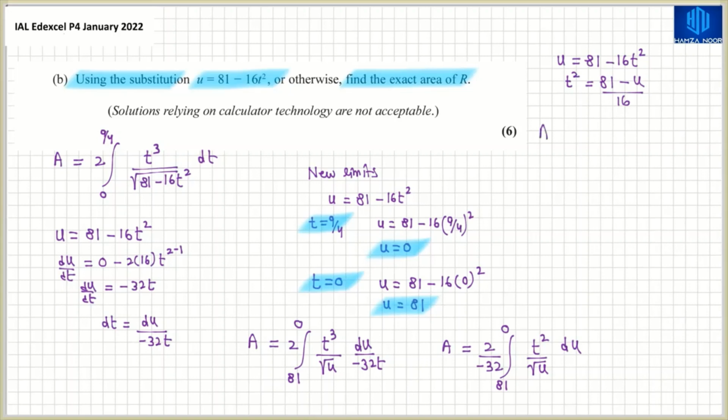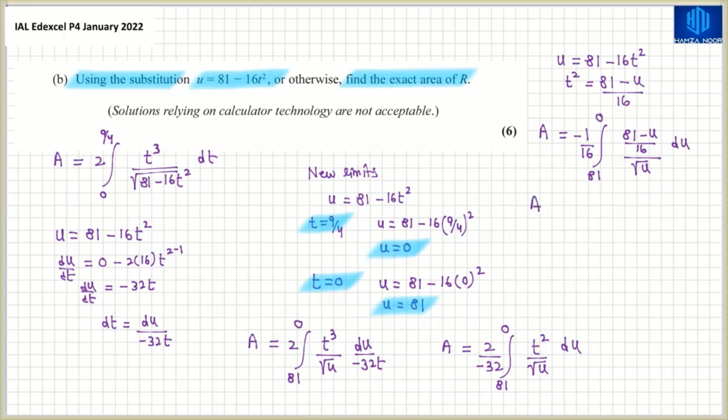So now in the next step, we can say that area is equals to 2 over minus 32 is simplified as minus 1 over 16. And this will be multiplied by 81 minus u over 16 completely divided by under root of u. And this whole fraction will be multiplied by du. Okay, meaning with respect to u, upper limit 0, lower limit 81.